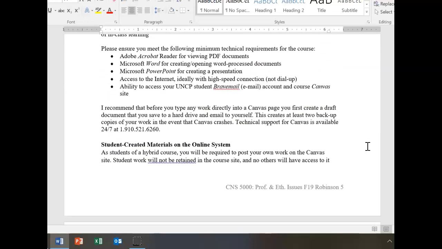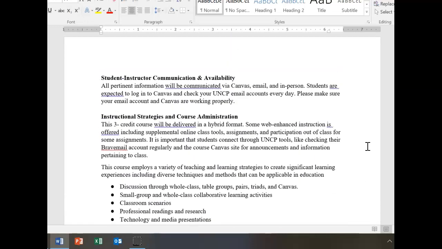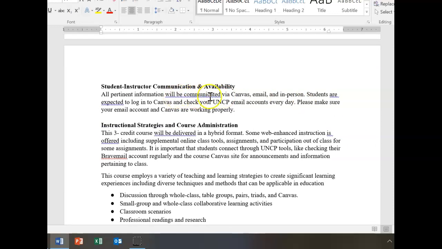And as a matter of fact, I'm just going to jump down to the structure and student-instructor communication and availability. I will communicate everything via Canvas, email, and or in person. If there's a change to the syllabus, I will give that to you in writing, and I will post it on Canvas. Plus, I will probably mention it in class if I have an opportunity to do so.